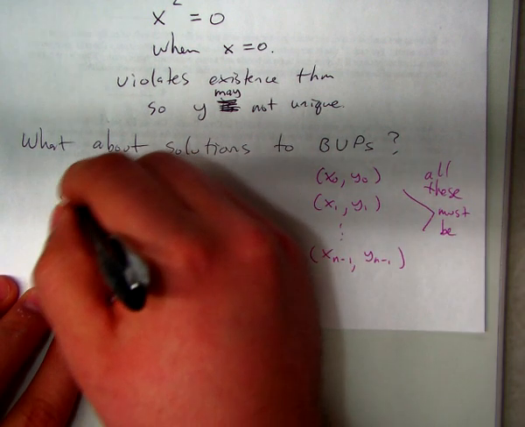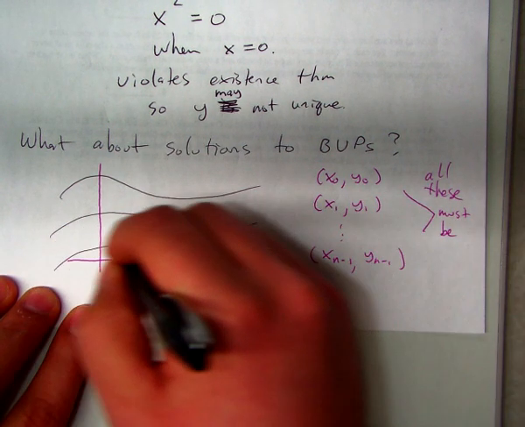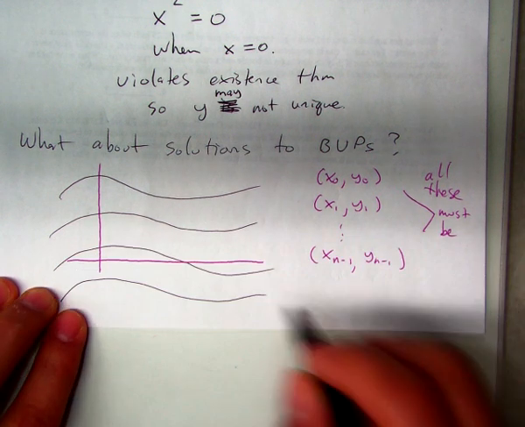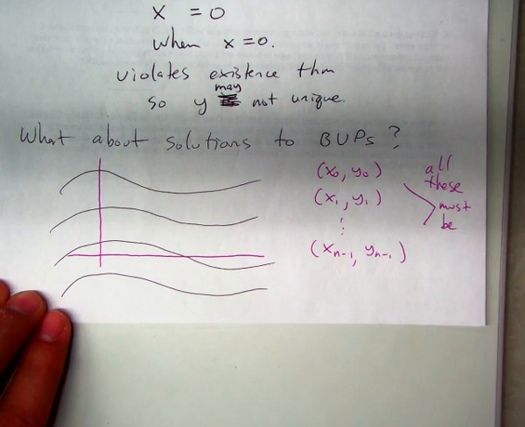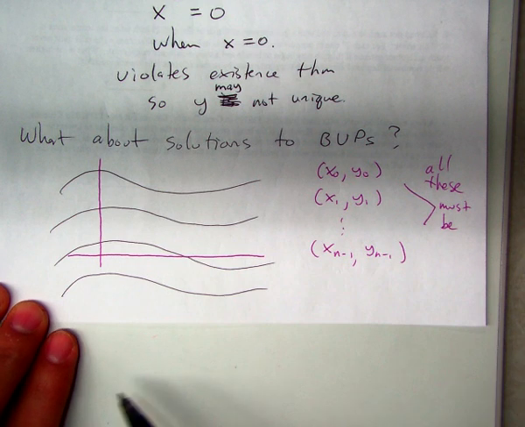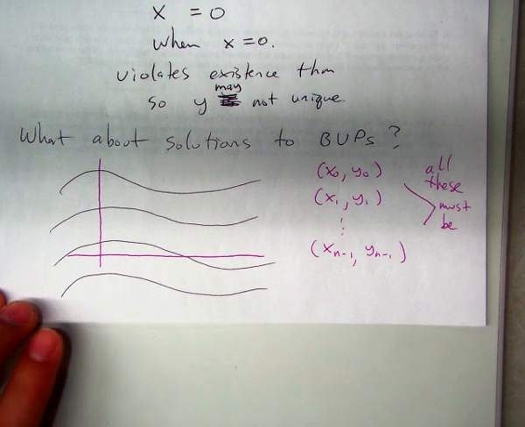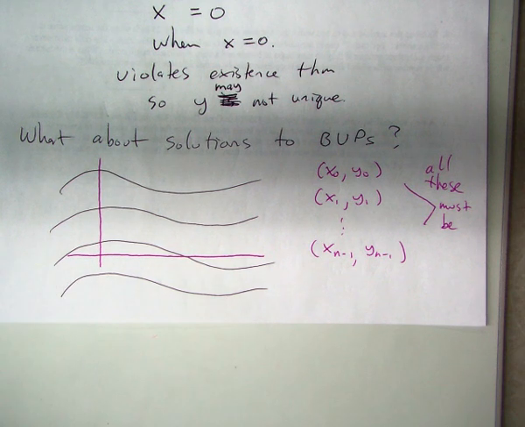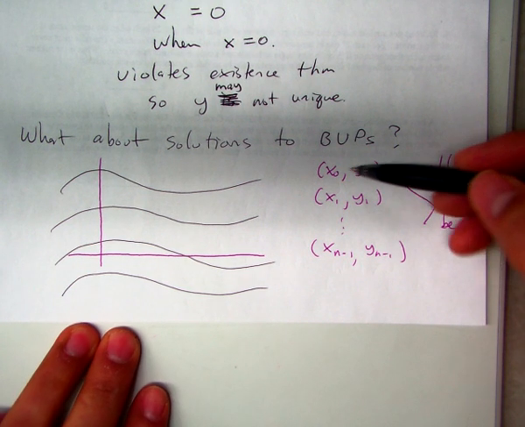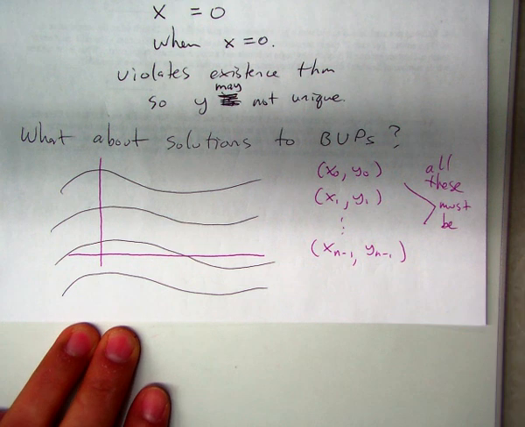So okay, let's go back here. Let's say I have a family of curves that satisfy the differential equation. How do I know which one is the solution to a boundary value problem? Well, for an IVP, what did it have to do? It has to go through that point, right? x naught, y naught. For a boundary value problem, it has to go through all of these points.